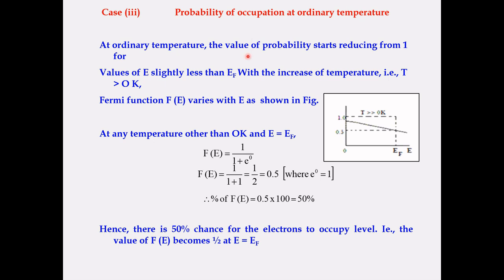At ordinary temperature, the value of probability starts reducing from 1, and it reduces up to 0.5. With an increase of temperature, that is above 0 Kelvin, the Fermi function varies as temperature increases. The Fermi level shifts, which is indicated by this graph. When the energy is equal to the Fermi energy level, by substituting in the Fermi distribution function, we get 50%. There is a 50% chance for the electrons to occupy the Fermi energy level. So that is why f(E) becomes 0.5, half.